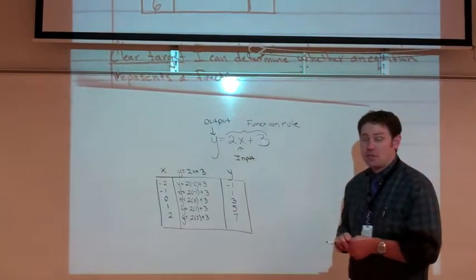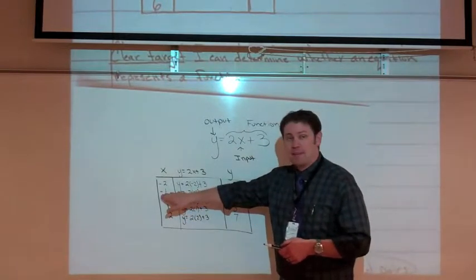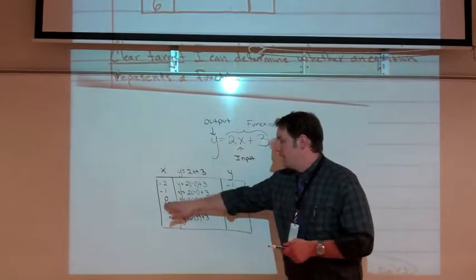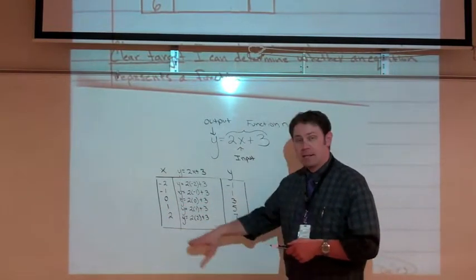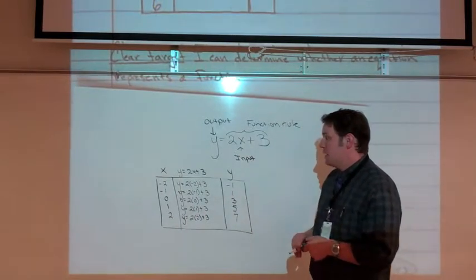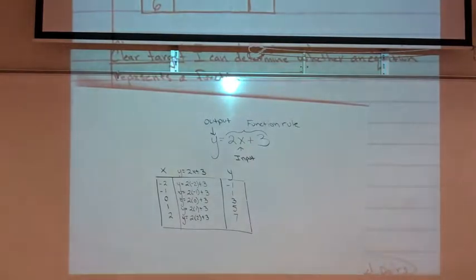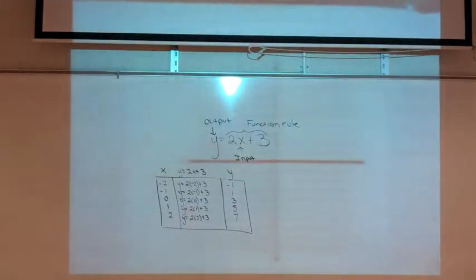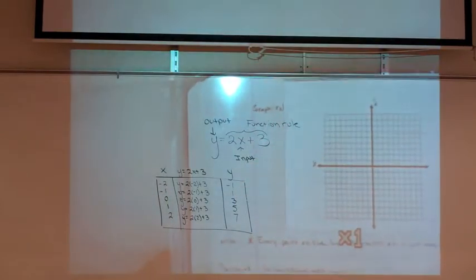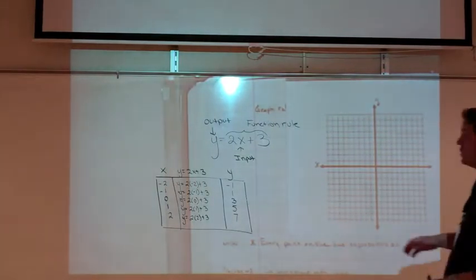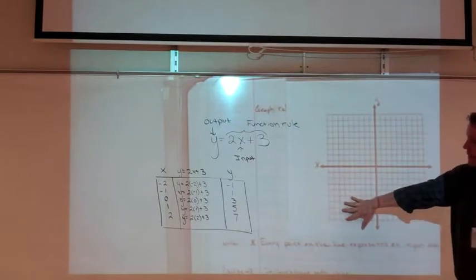If you follow along with your table, you should have an input of -2 and output of -1. An input of -1 and output of 1. An input of 0 and output of 3. An input of 1 and output of 5. An input of 2 and an output of 7. So now let's change this over. Your teacher's going to hand you out a graph. I want you to take this graph into your notebook, as you can see here. So take your graph and then label your y and your x axis.